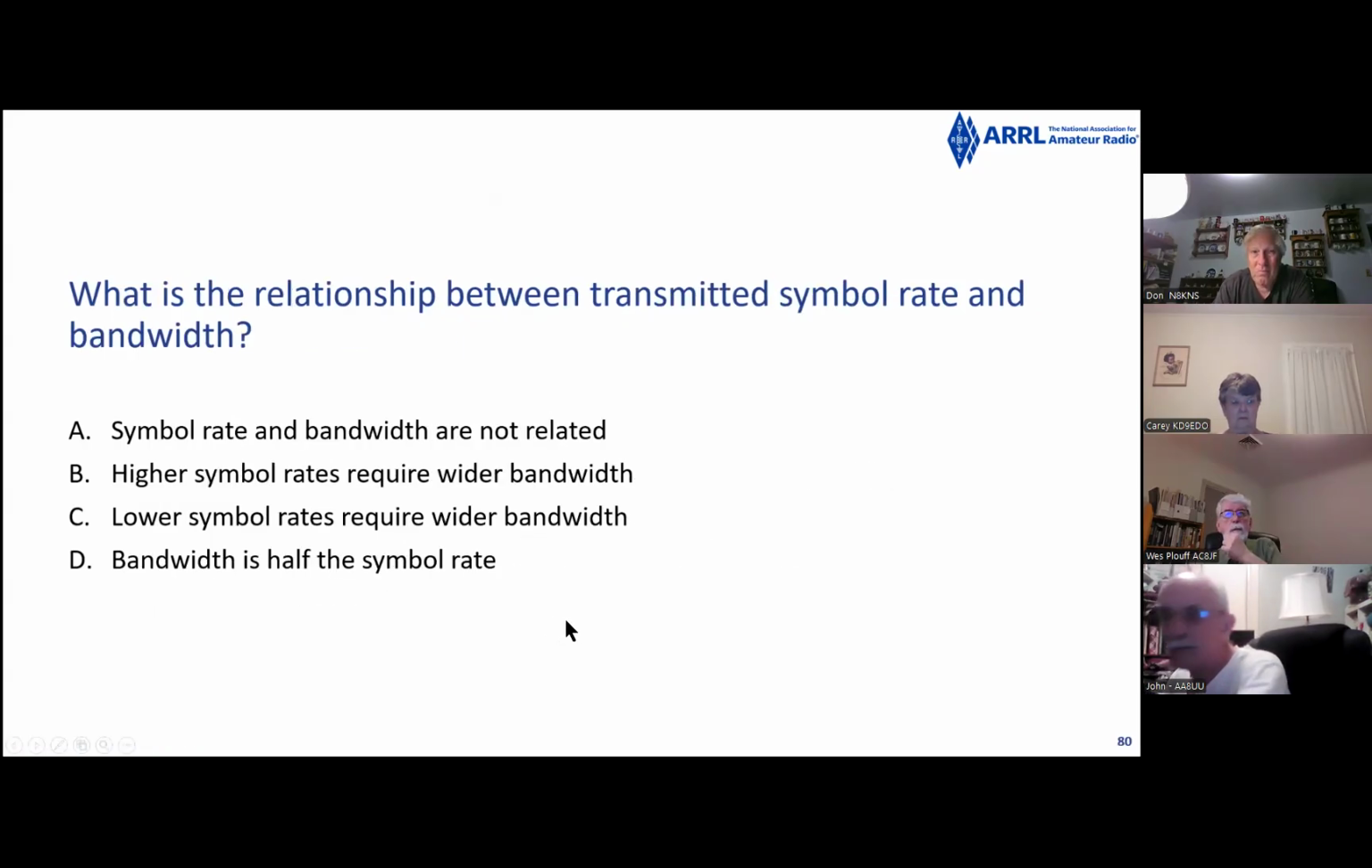What is the relationship between transmitted symbol rate and bandwidth? A, they're not related. B, higher symbol rates require wider bandwidth. C, lower symbol rates require wider bandwidth. Or D, bandwidth is half the symbol rate. Bravo. Yep, the answer is bravo. Higher symbol rates require wider bandwidth.